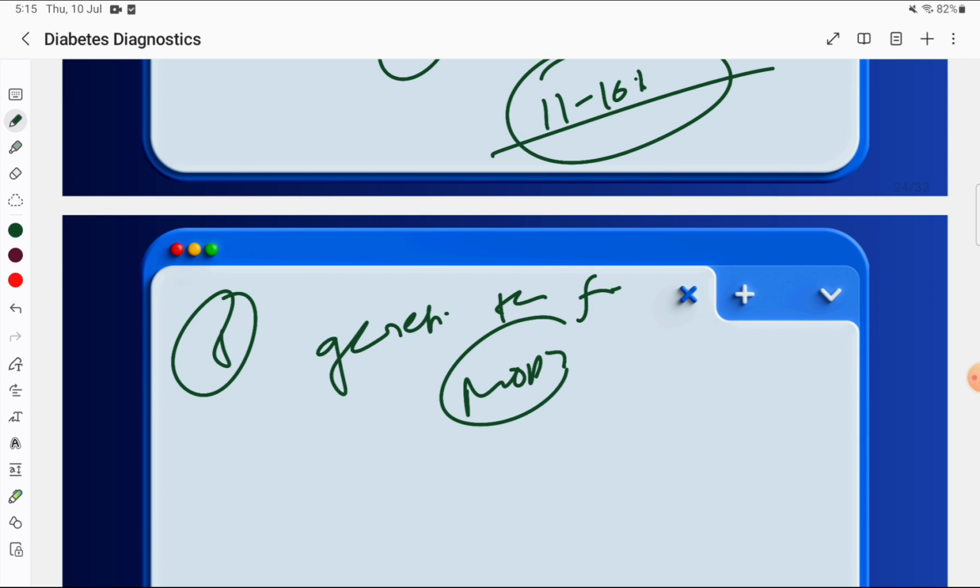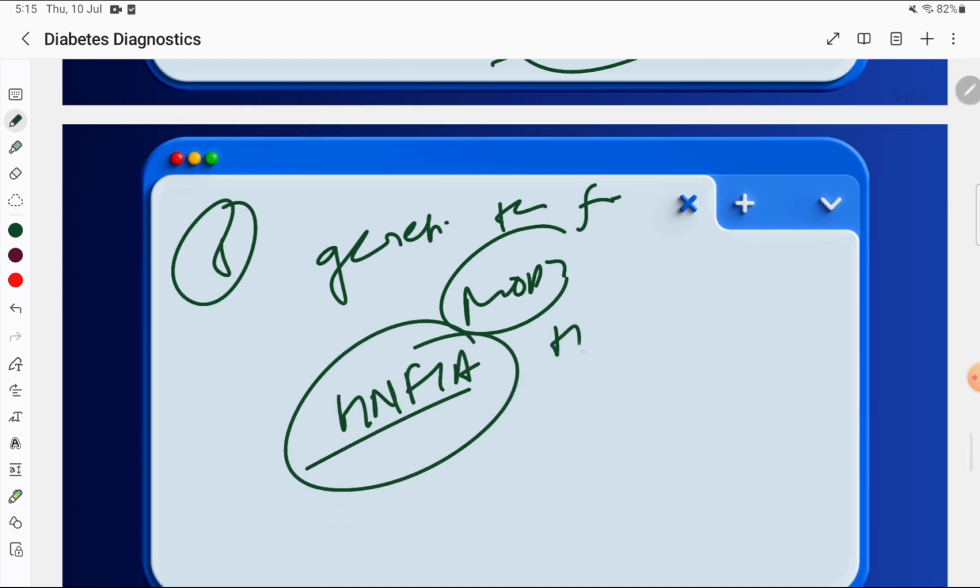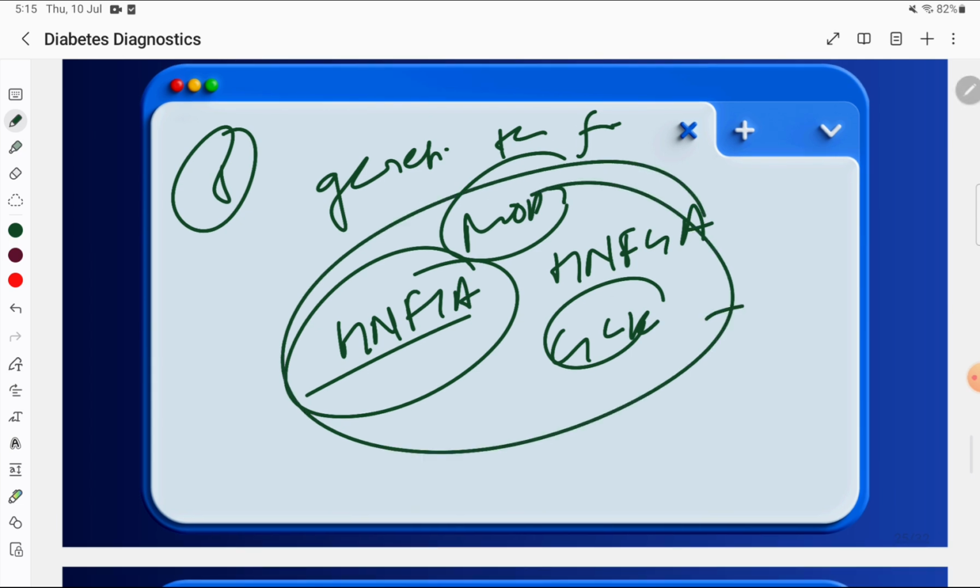So, common MODY genes are HNF1A, okay, HNF4A, and GCK, right? These genetic tests confirm diagnosis, prevent misdiagnosis as type 1 or type 2, and modify treatment. So, if you get these tests done and they are positive, then you are somewhat inclined to develop diabetes mellitus.